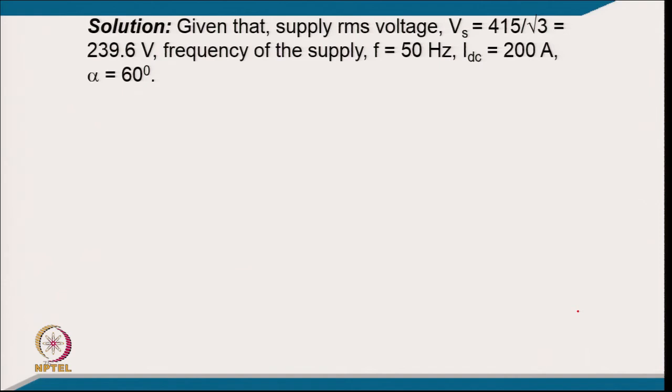So, coming to the solution, given that the supply voltage is 415 by root 3, that is 239.6 volt, the supply frequency is 50 Hz, the DC current is 200 ampere, and the firing angle is 60 degree.